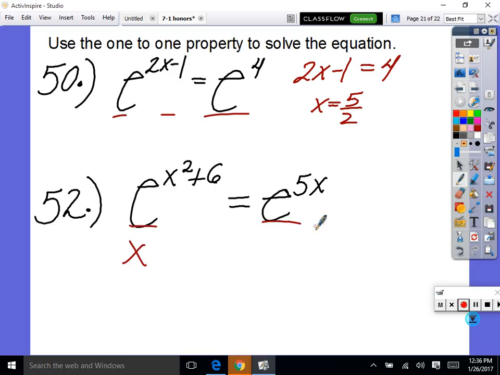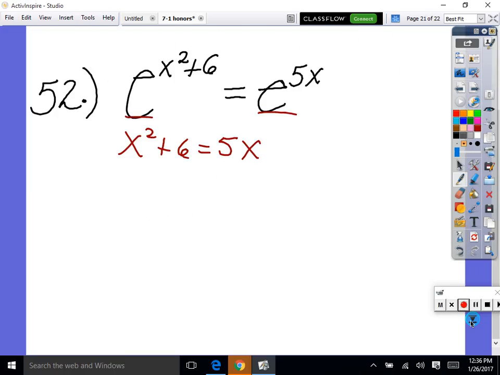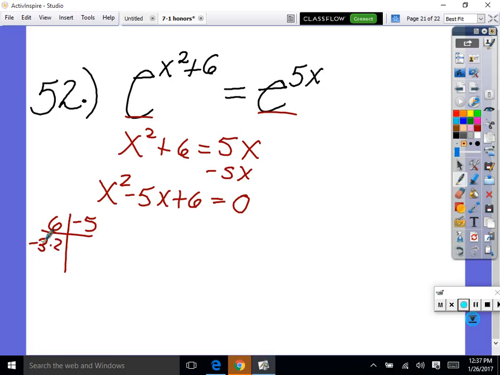Since they're base e, we can set x squared plus 6 equal to 5x. It's a quadratic. How do we solve quadratics? No, last choice is quadratic formula. To be able to solve a quadratic, we have to first get it set equal to 0. Subtract 5x and put it in standard form. X squared minus 5x plus 6 equals 0. I always solve by factoring if possible. So what multiplies to be 6 adds up to be -5. 3 times 2, negative. This factors to be x minus 3, x minus 2. Thus, x equals 3, x equals 2, correct?